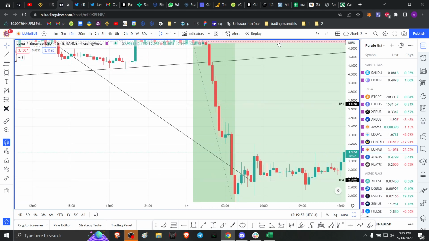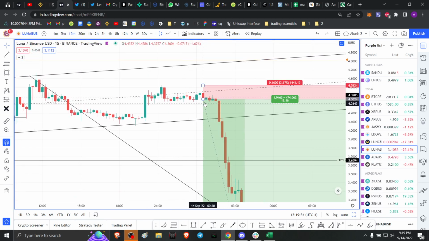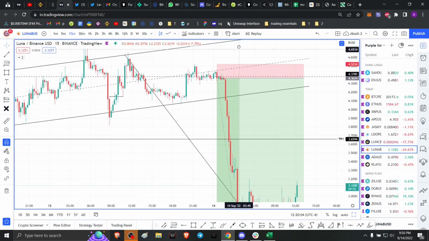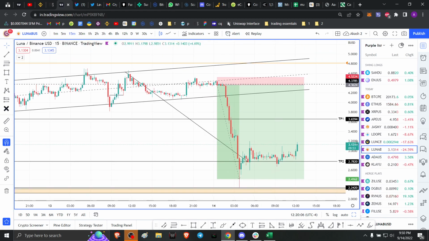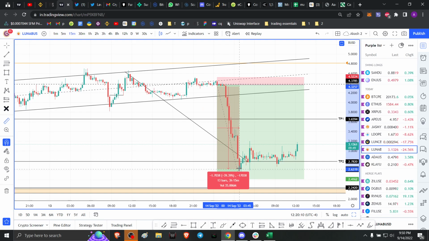So you can see that we're on a 15-minute time frame. So you basically had 15 into 5, that's 75 minutes, roughly more than an hour to enter this short position here. And after that, the price basically reached my take profit level. This is where I entered my short position, and in under 3 hours my take profit level was hit.